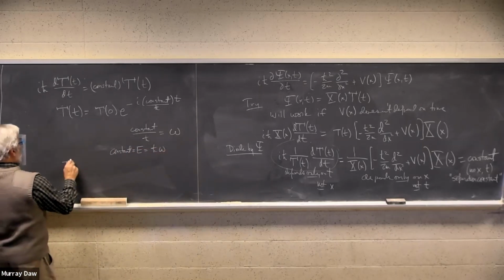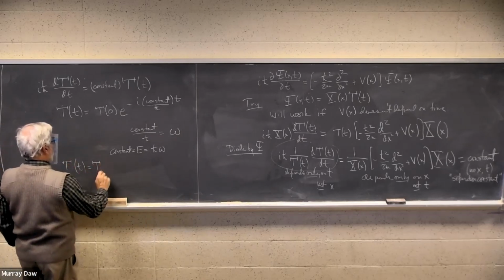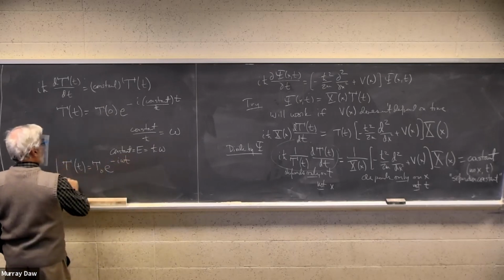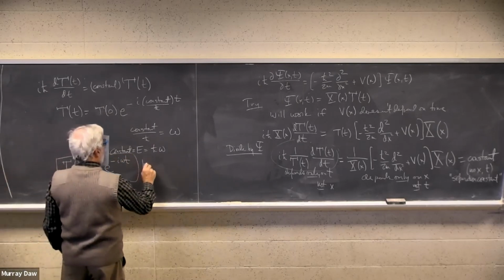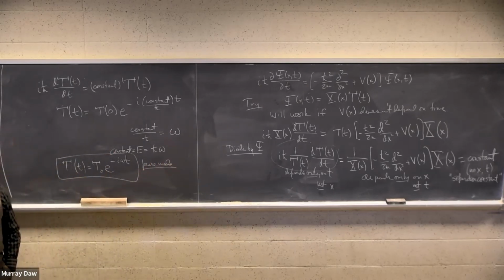Okay, so in that case, this function, we still have this kind of multiplying constant. We've got to figure out what that is. e to the minus i omega t. Pure mode. Well, we did that before. It's a different way of getting to a pure mode solution, right?